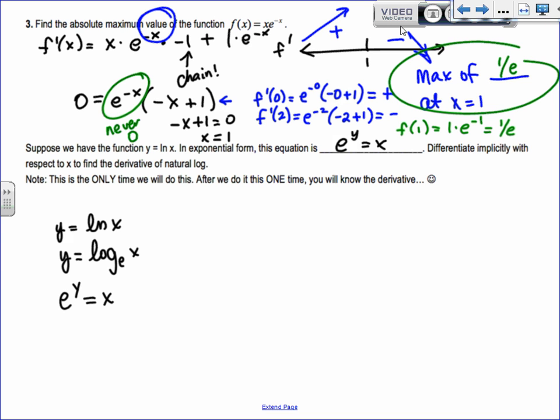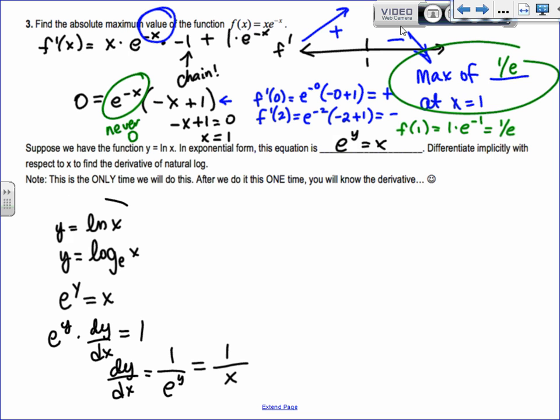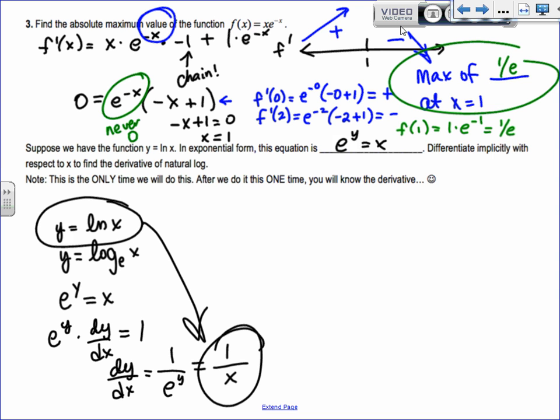So what is the derivative of e to the y? It's e to the y, but it was a y term, so dy over dx equals the derivative of x, which is 1. So that means dy over dx is equal to 1 over e to the y. But what was e to the y? x. So that means that the derivative of natural log of x is 1 over x. We've just shown that.